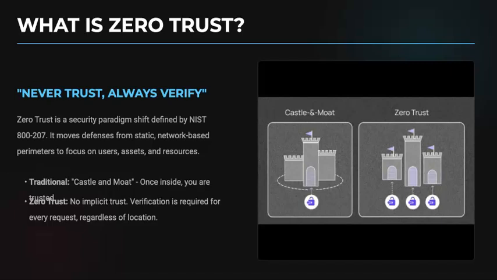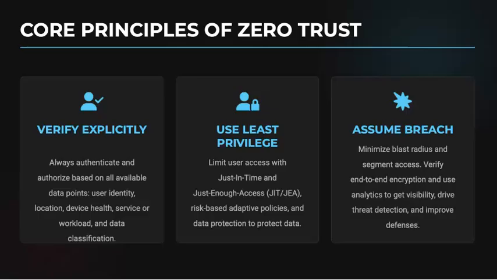It dictates that every user, every device, and every network connection must be verified and authorized before being granted access to any resource, regardless of whether they are inside or outside the traditional network perimeter. The identity of the user and the health of the device become the new security perimeter. Zero Trust is generally a guideline of three fundamental principles.